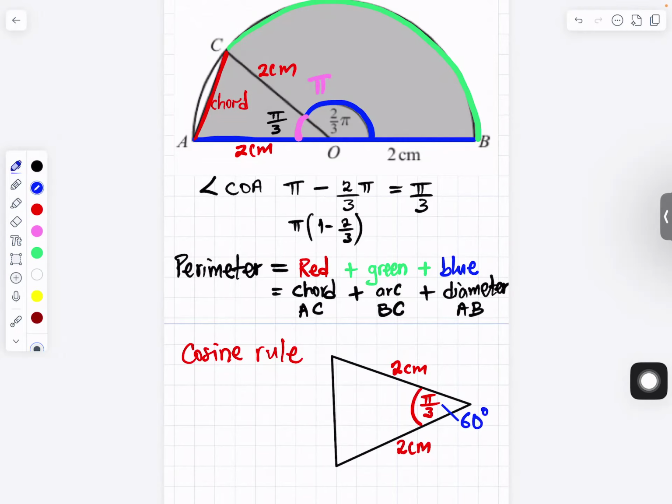60 degrees. So to change pi over 3 radians to degrees, you multiply pi over 3 times 180 over pi. So to change from radians to degrees, you multiply by 180 over pi. The pi will cancel, and there will be 180 divided by 3. That will be 60 degrees. So looking at this triangle, if one angle is 60 degrees and the two sides are the same, this is a triangle called an equilateral triangle from this information.